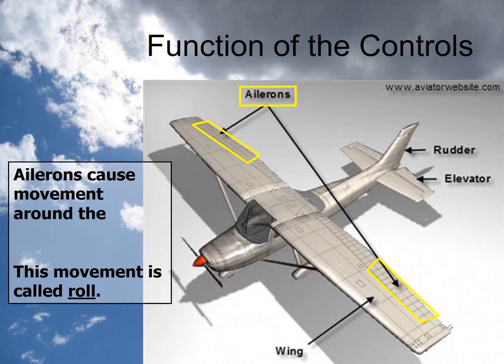So the functions of the controls, as we have already mentioned before, we have the aileron, the rudder, and the elevator. As discussed before, ailerons cause movement around the longitudinal axis, where this movement is called roll.